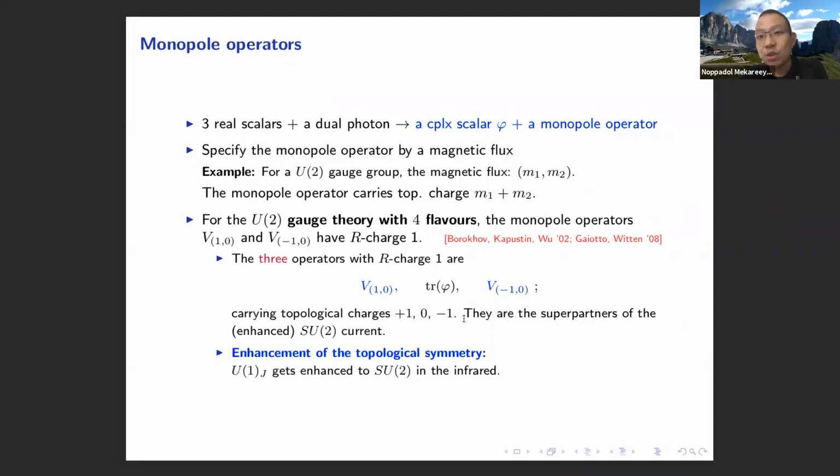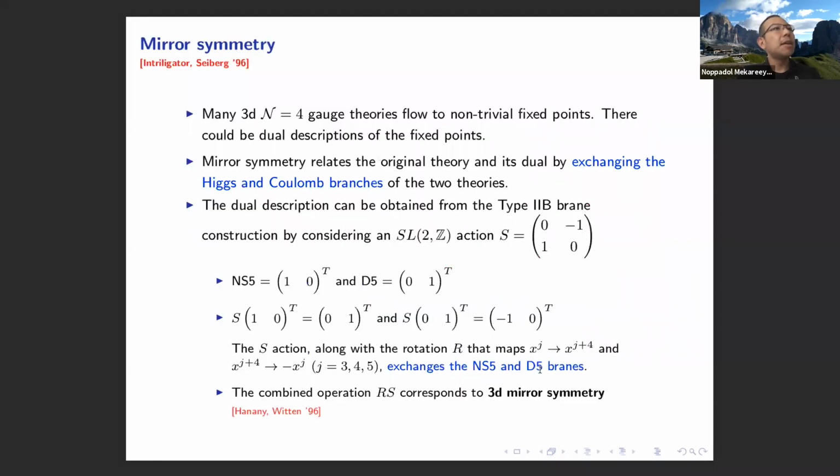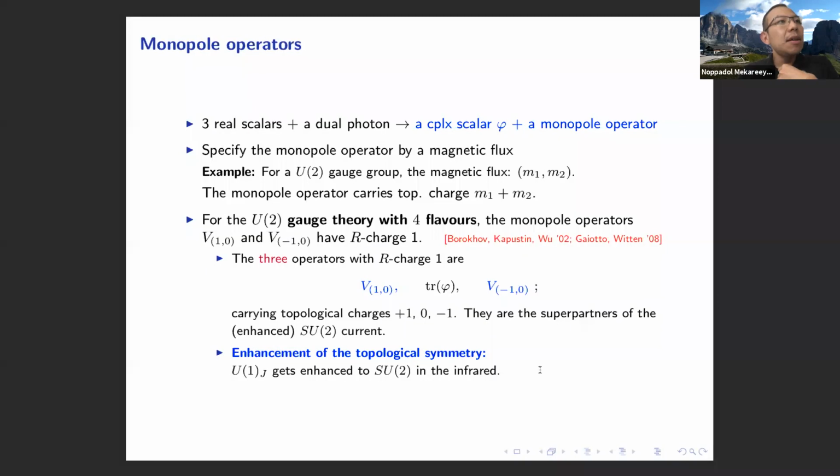These are the highest weight of SU2, if you see that. And these are superpartners, indeed the superpartners of the enhanced SU2 current. Okay. So we conclude that there is an enhancement of the topological symmetry in the infrared. So U1J, which is visible in the description, is enhanced to SU2 in the infrared. So this is quite well known, the behavior of the monopole operator, that it can make symmetry enhanced in the infrared. Okay. So this is a review of 3D N=4.